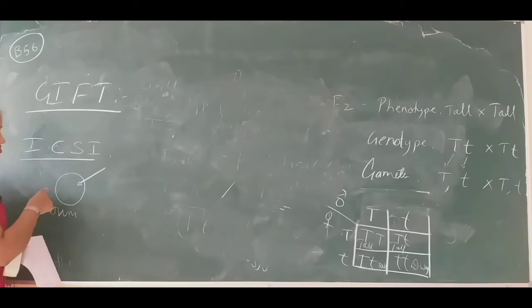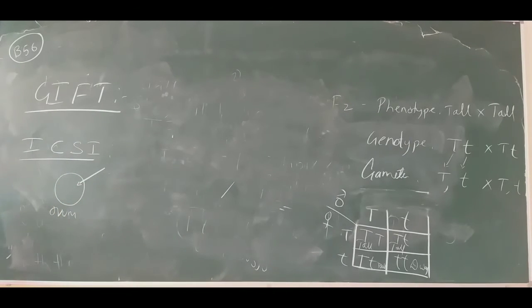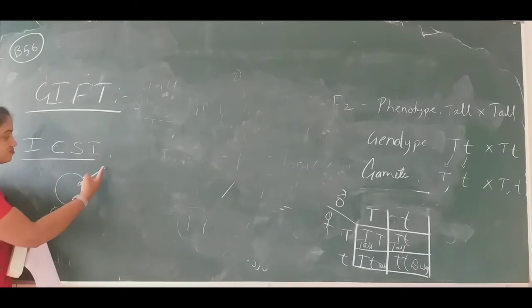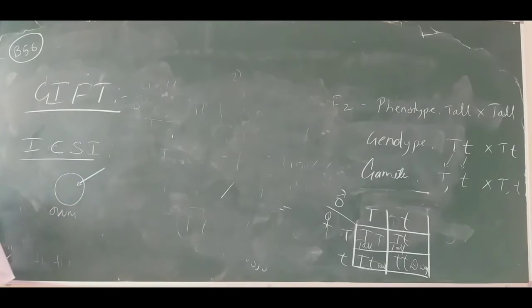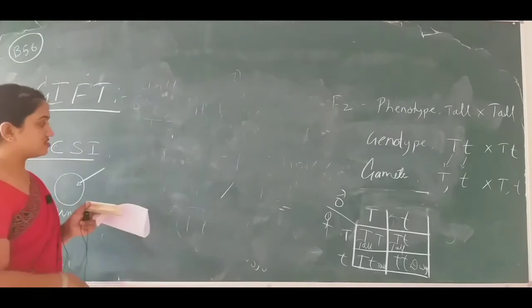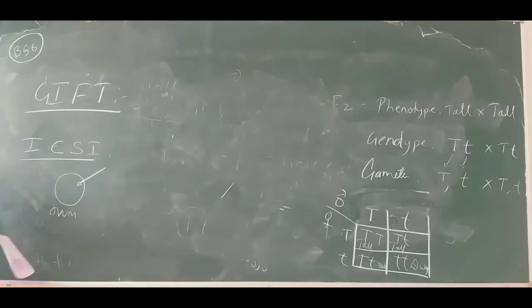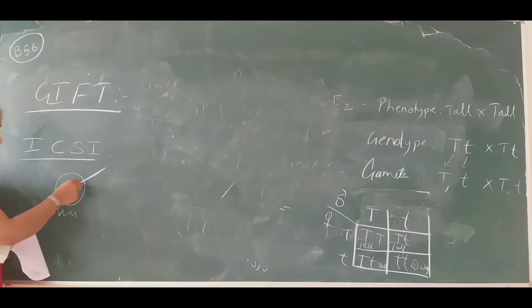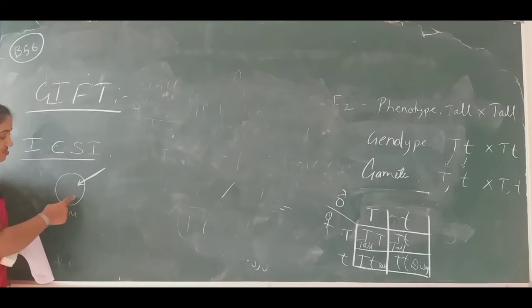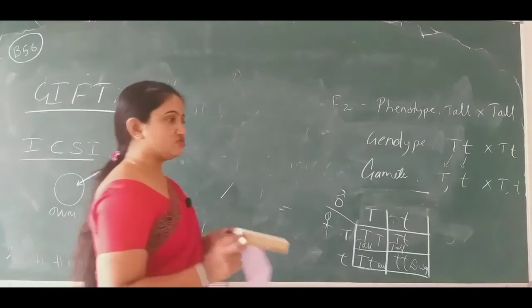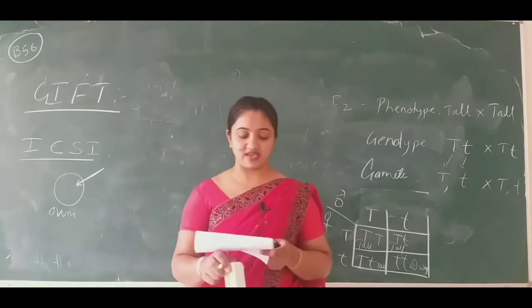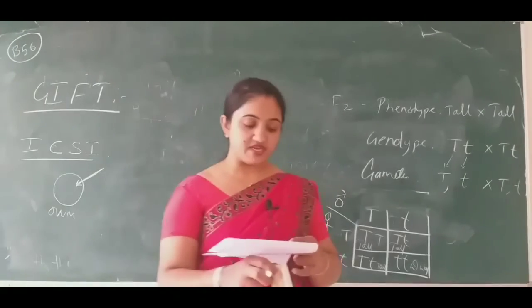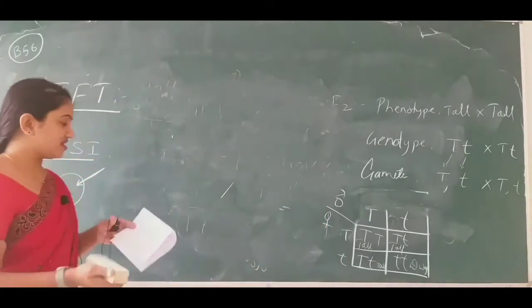Actually, this is the natural process. Out of 3 million or 4 million sperm, only one sperm enters inside the ovum. But here, by mechanical means, by using some instruments, they are inserting or injecting the sperm directly inside the cytoplasm of the ovum. This is known as ICSI, intracytoplasmic sperm injection. And the next question.